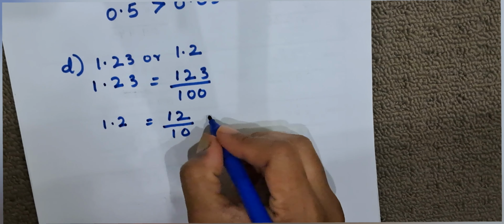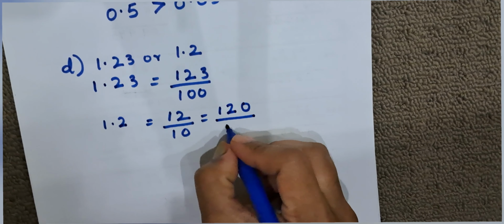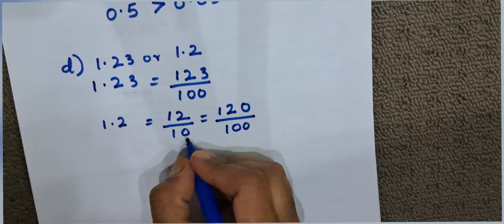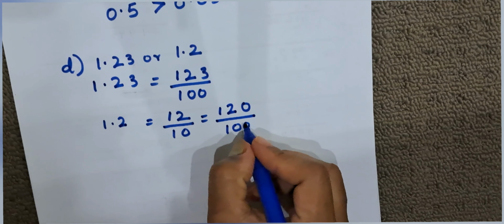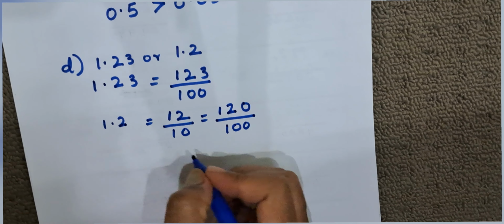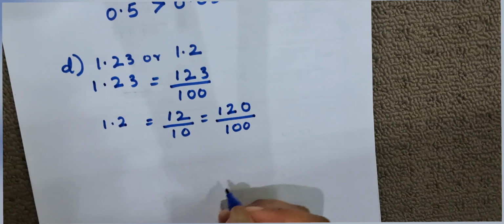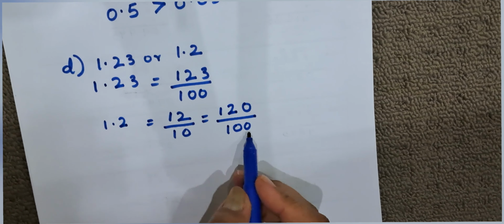Now we want to make the denominator 100. So it becomes 120 upon 100. These both are equal. See, the denominator is 10. We are making it 100. So we add a 0 here. When we add a 0 in the denominator, we will add a 0 in the numerator also. So 12 by 10 is equal to 120 by 100. Now we got both the denominators same.